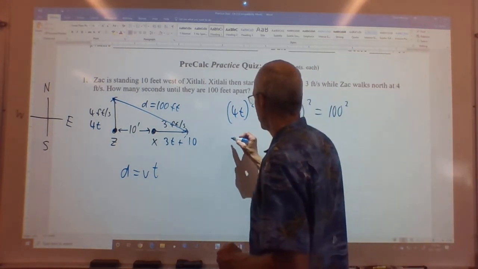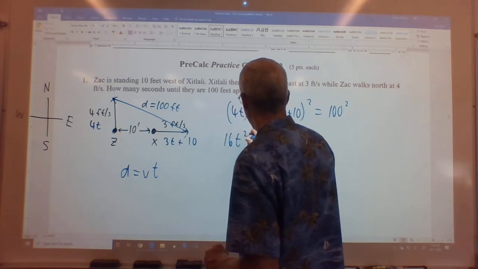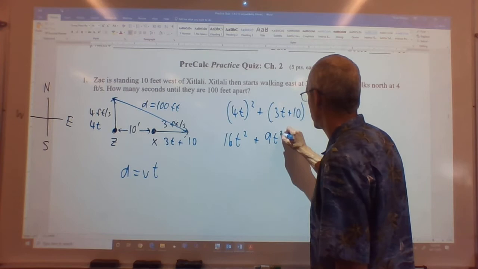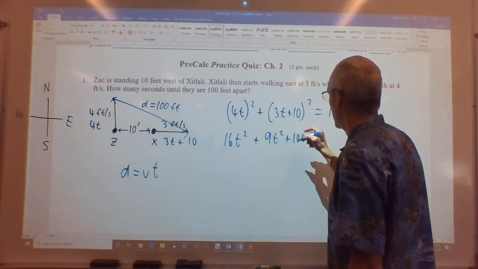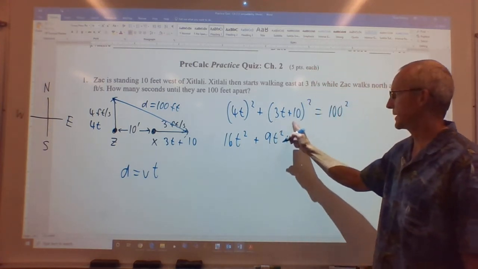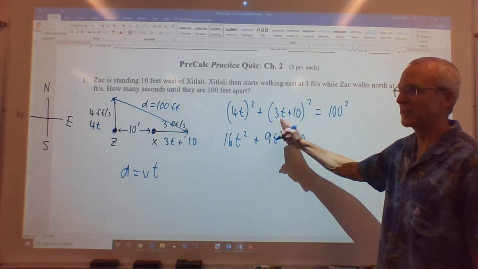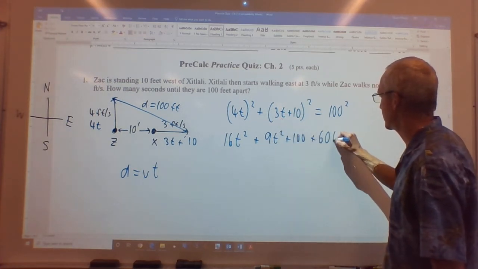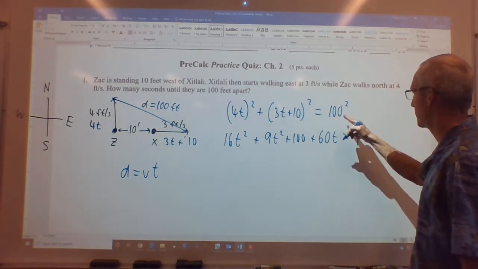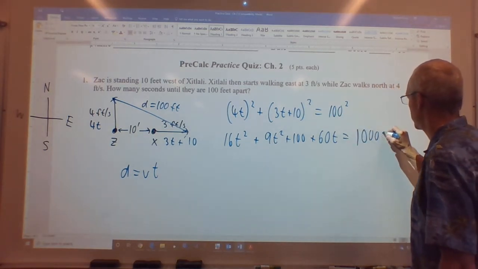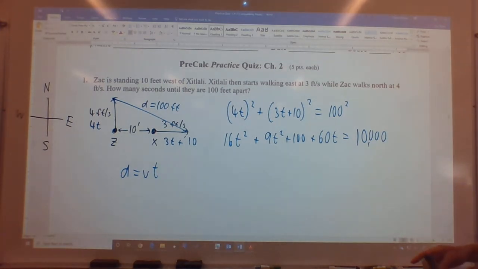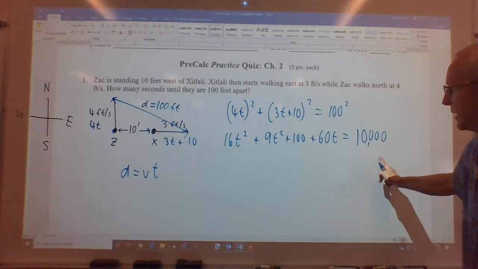Remember to square both of them. That's 16t squared plus, let's see, this squared plus that squared, 9t squared plus 100, plus 2 times them multiplied together. 10 times 3t is 30t, times 2 is 60t, plus 60t equals 4 zeros, 10,000. Let's put all the numbers over here.